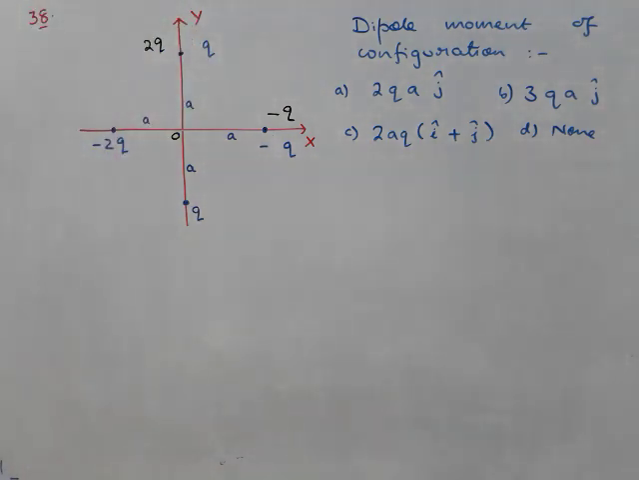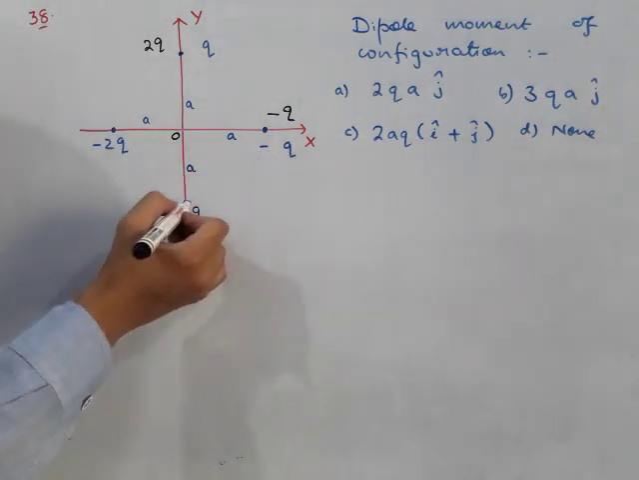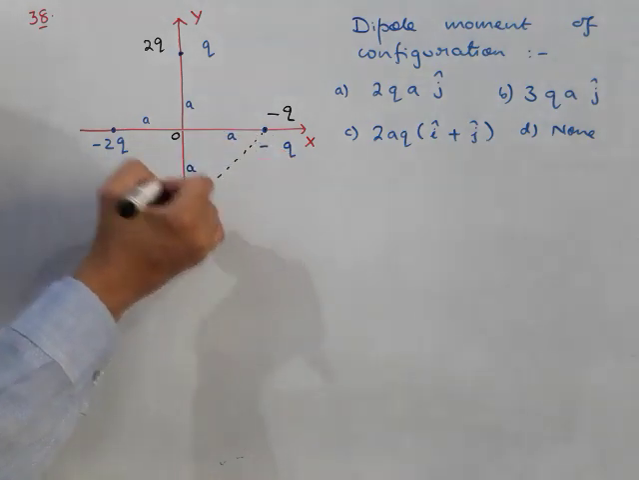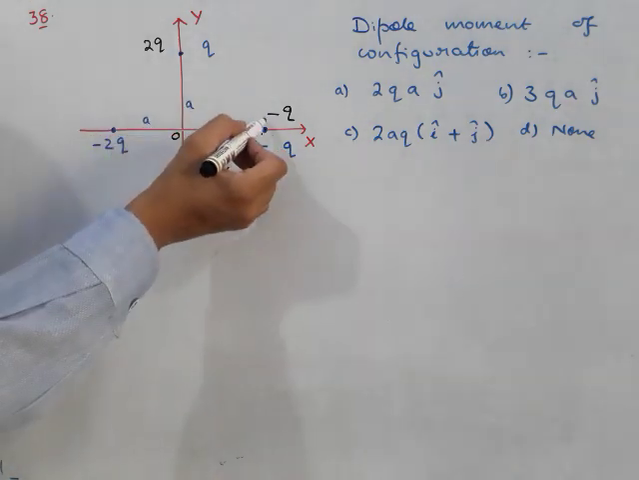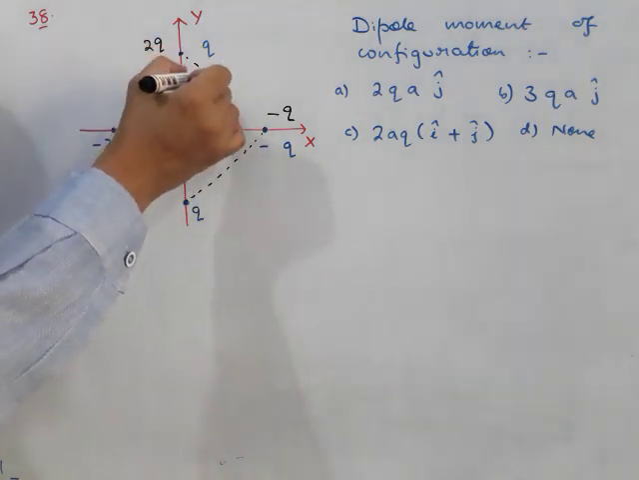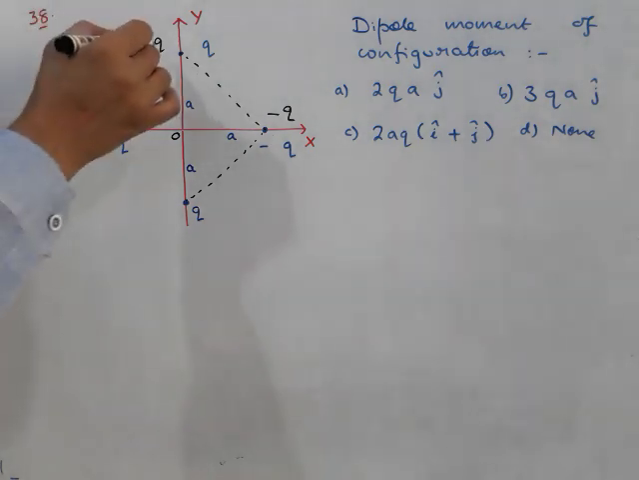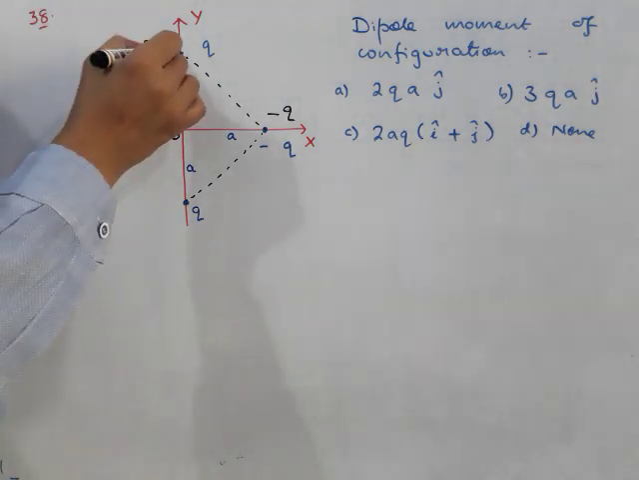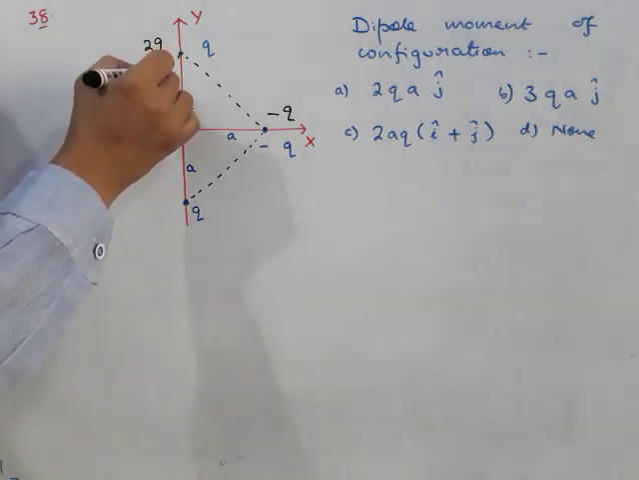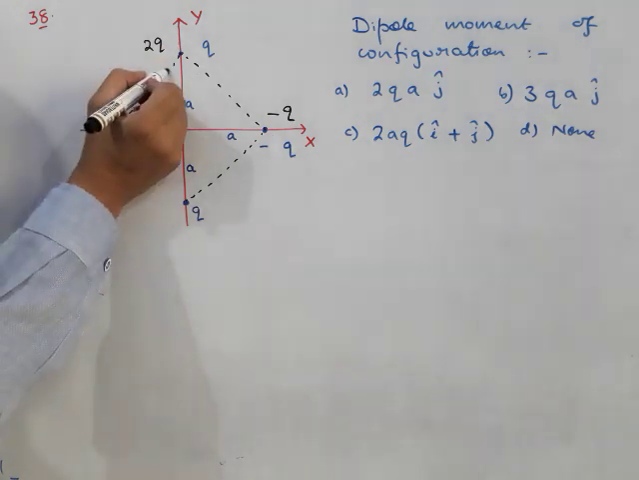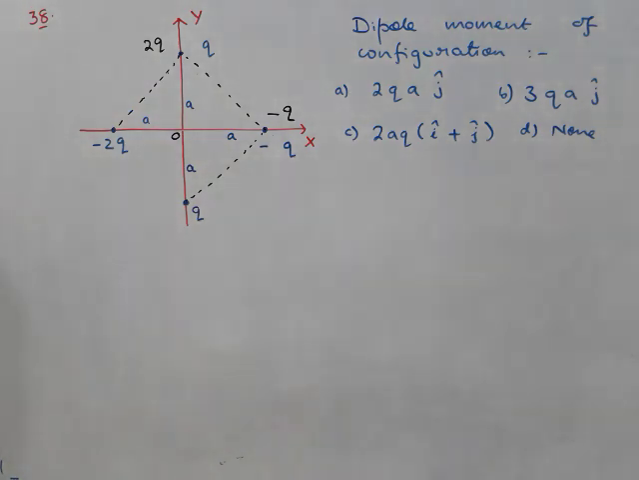So what is the advantage of splitting the charges like so? This minus q and this plus q separated by this distance constitute one dipole. This minus q and this plus q separated by this distance constitute another dipole, and this 2q and this minus 2q separated by this particular distance give the third dipole.